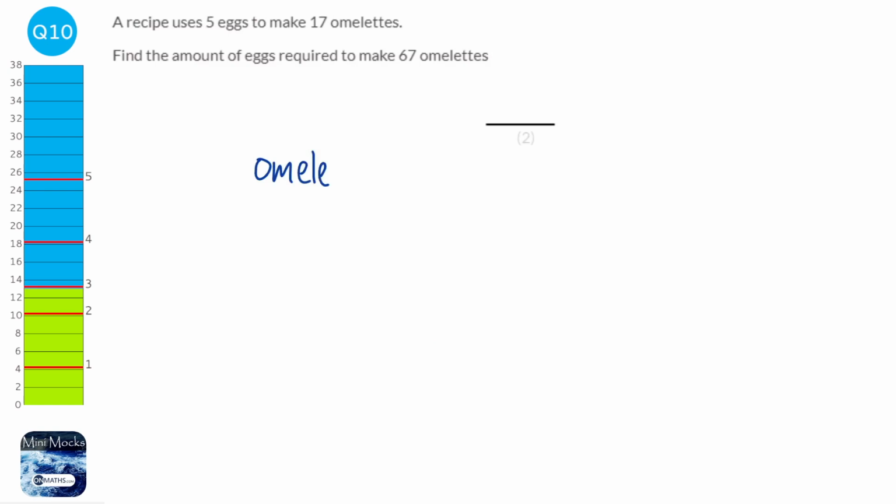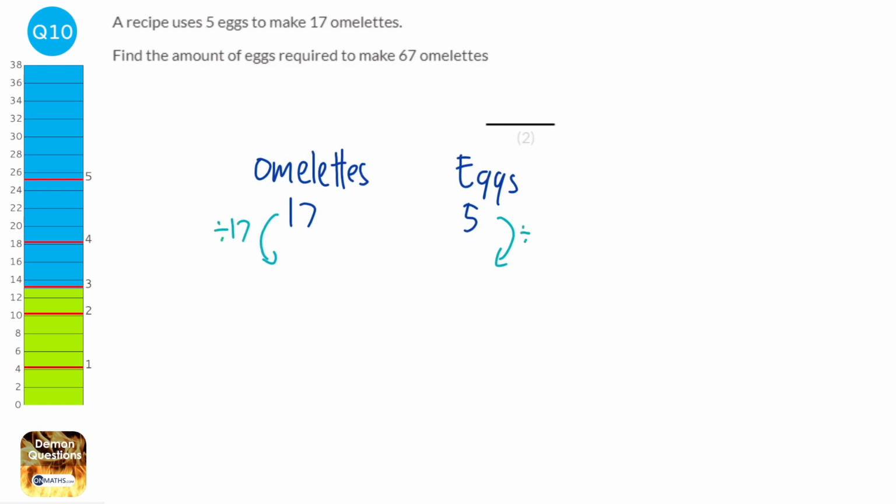So we're going to track the amount of eggs to make each amount of omelette. So 5 eggs makes 17 omelettes. And we're just going to find out how many eggs are required to make 1 omelette. So we divide that by 17, divide both sides by 17. And so 1 omelette would be 0.294 and so on eggs.